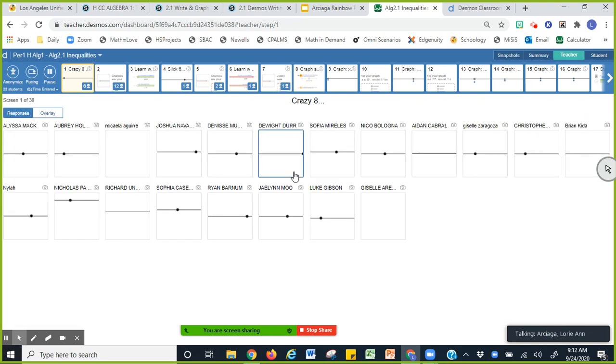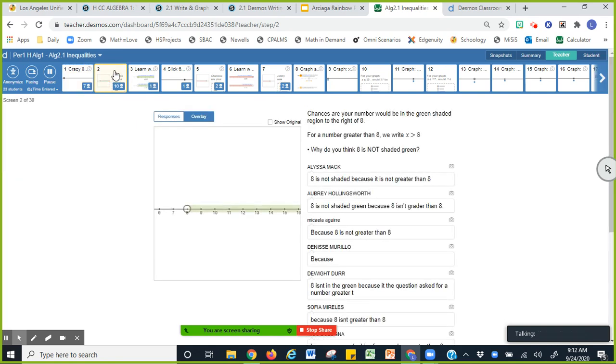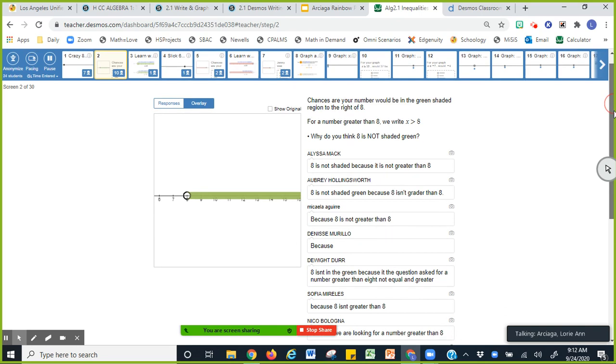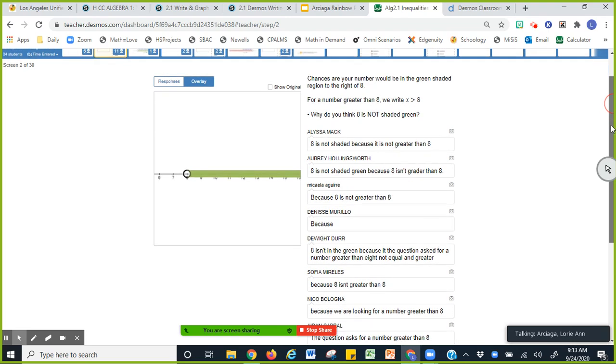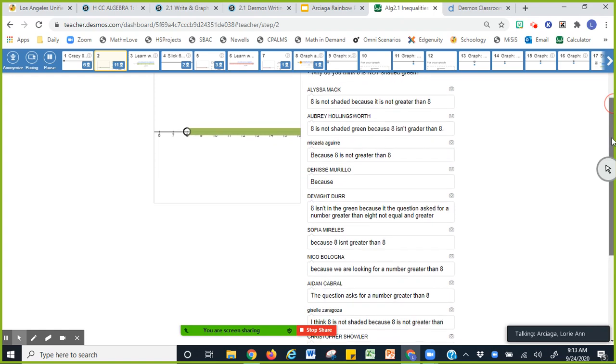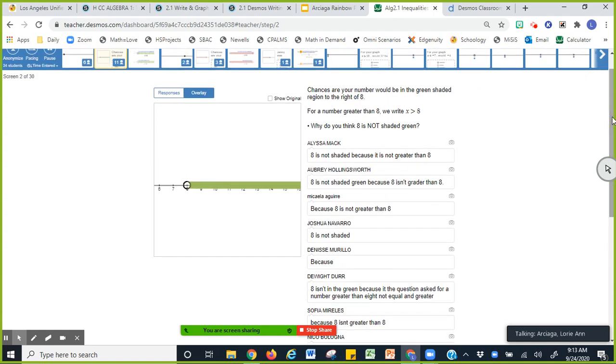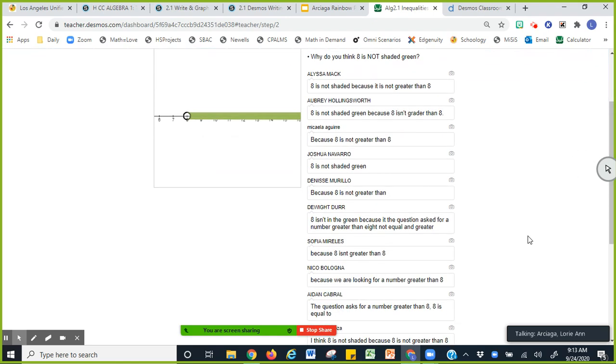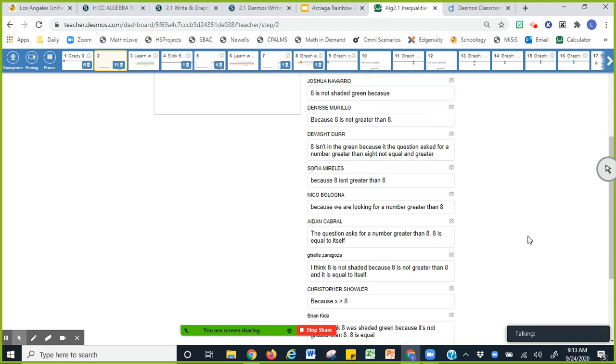So, responses. Okay, cool. You plotted your points. So why do you think 8 is not shaded? Okay. This is not greater than 8. So in other words, yep, it's equal to itself, right? So this somehow reminds you of what you learned in middle school, when you were talking about an open circle or a solid circle when we're graphing inequalities, right? Cool. All right, nice.